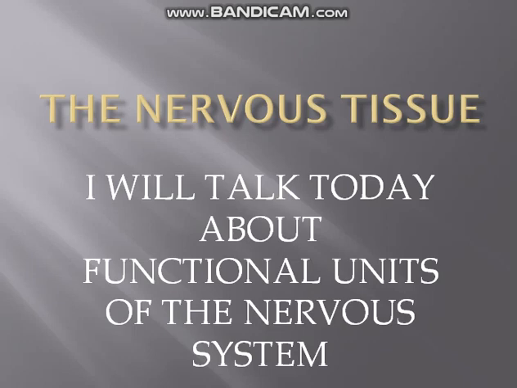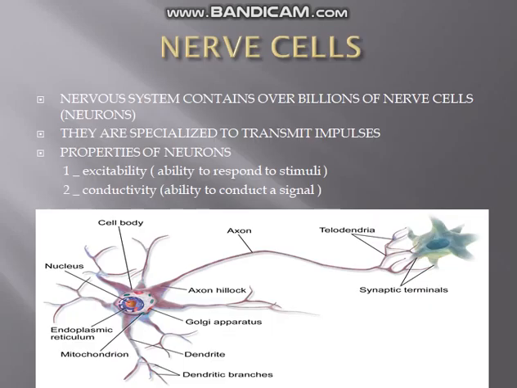The nervous tissue. I will talk today about functional units of the nervous system. Nerve cells. The nervous system contains billions of nerve cells, neurons. They are specialized to transmit impulses. Properties of neurons. 1. Excitability, the ability to respond to stimuli. 2. Conductivity, the ability to conduct a signal.